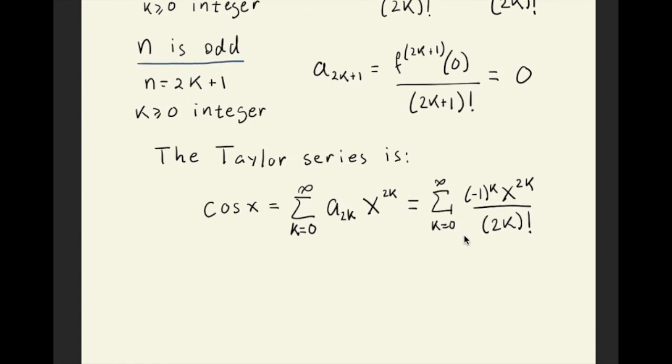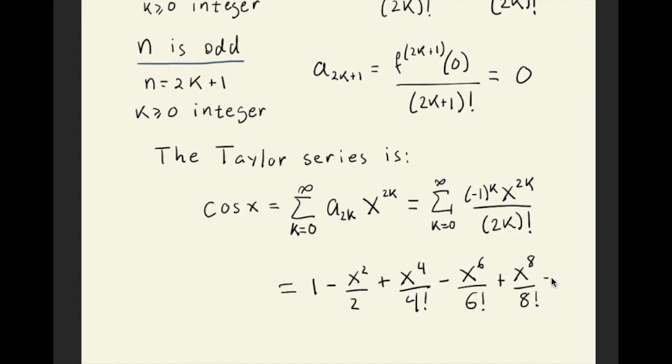All right? So if you write this out a little bit, k equals 0, you get 1. K equals 1, you get negative x squared over 2 factorial. K equals 2, you get plus x to the 4 over 4 factorial. And it goes like that. Minus, k equals 3, x to the 6 over 6 factorial, plus x to the 8 over 8 factorial, and so on, forever.